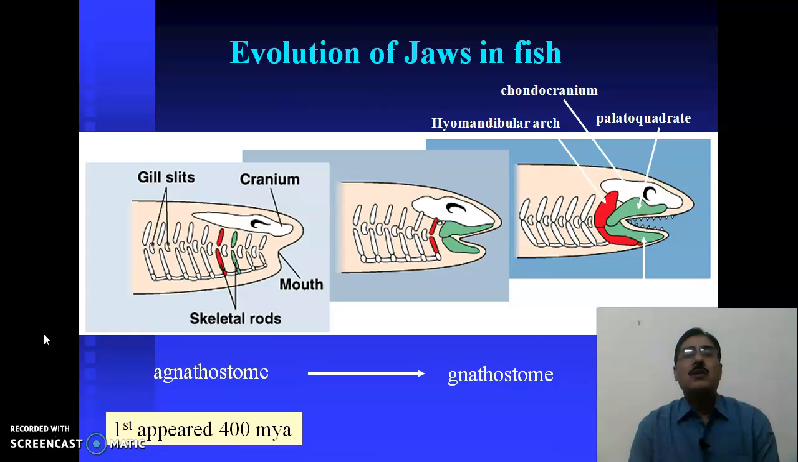First of all, the revision of the last slide of the previous lecture: how the evolution of jaws has taken place in the fishes which appeared approximately 400 million years ago, how the anterior gill arches have been modified to form the palatoquadrate, then the hyomandibular arch, and the formation of the compact chondrocranium.